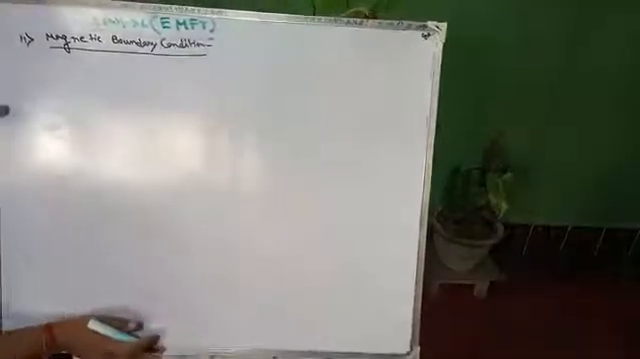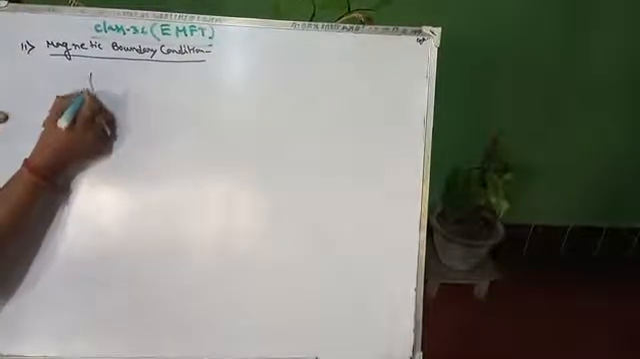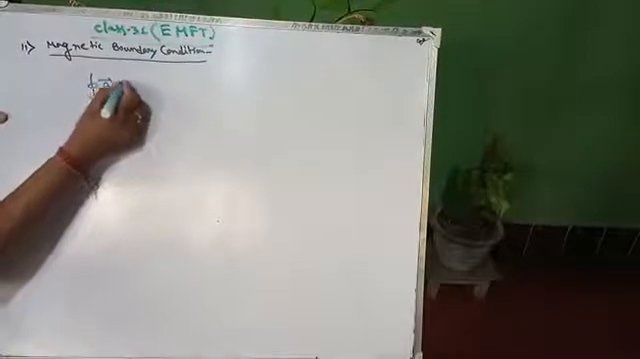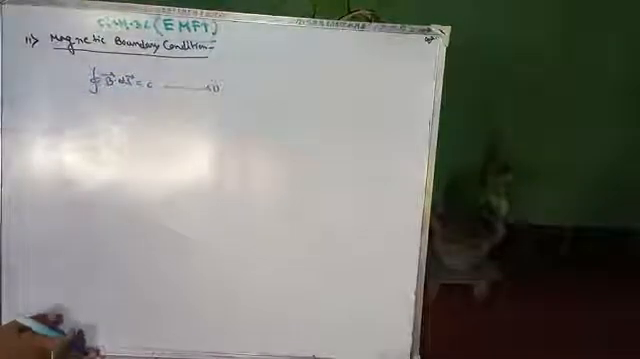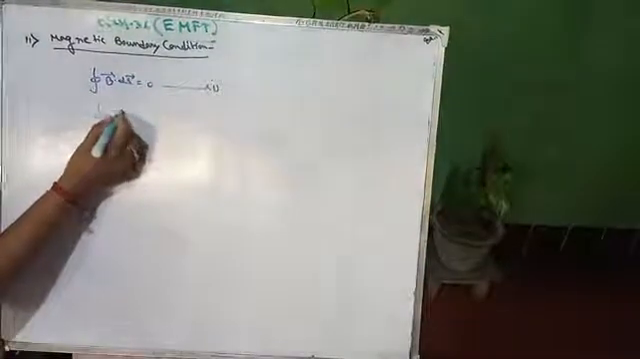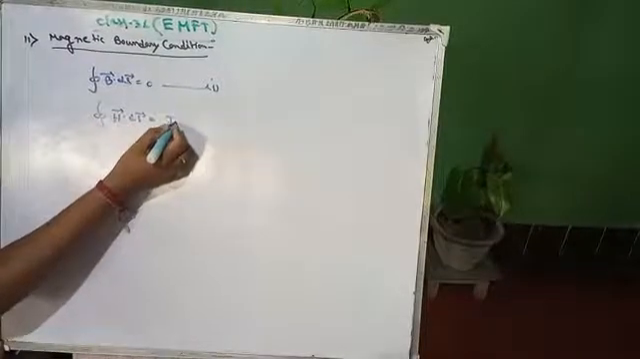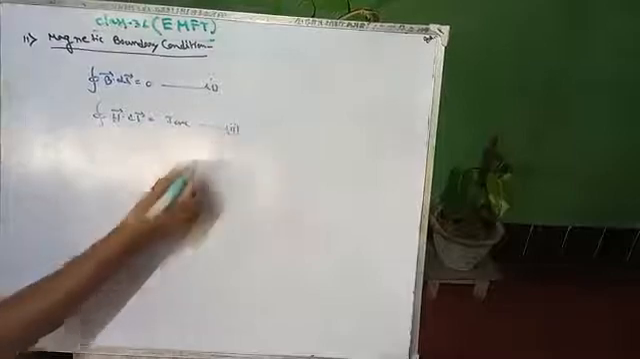To determine the conditions, we use Gauss's law of magnetostatics and Ampere's circuital law. These two basic theorems you have to apply. That means closed surface integration B dot ds equals 0. This is your Gauss's law in case of your magnetostatic system, and the Ampere's circuital law will be closed integral H dot dl, which will be equal to I enclosed.